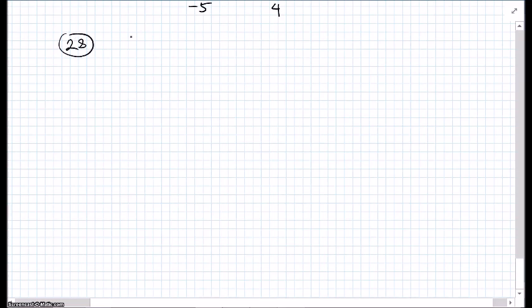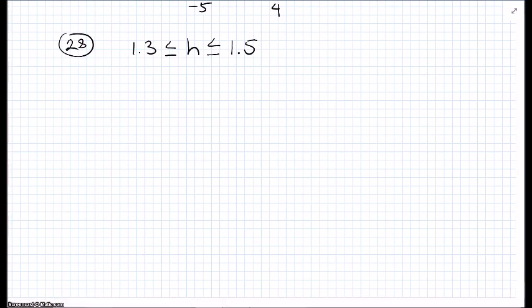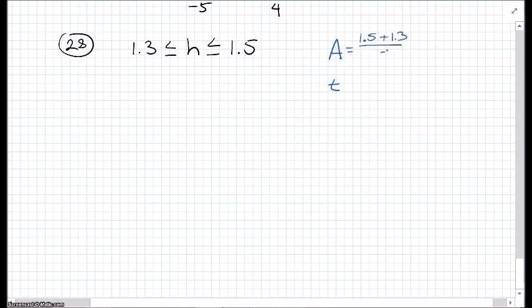All right, we're given a compound inequality. 1.3 is less than or equal to h, less than or equal to 1.5. The question says, write this as an absolute value inequality. Well, what did we tell you to do? We had to find the average and we had to find the tolerance. The average is the sum of the maximum and the minimum divided by 2. So that's 1.5 plus 1.3 over 2. That's going to be 2.8 over 2, which is going to be 1.4.